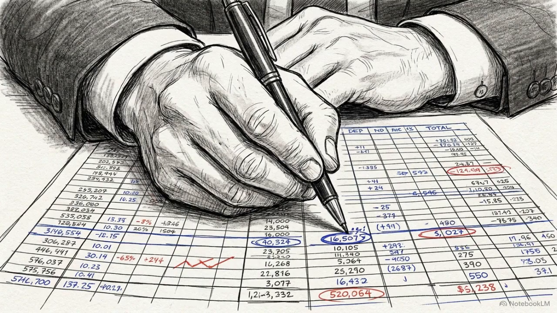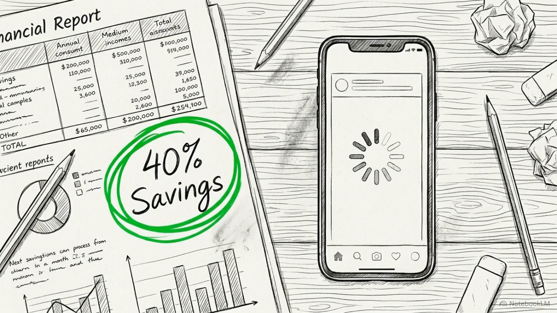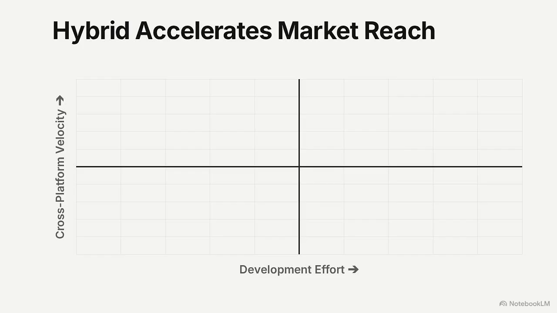But slicing your budget nearly in half raises an obvious question. Is that 40% savings a smart operational efficiency, or are you handicapping your app's user experience before it even launches? To evaluate these architectures, we look at this quadrant chart comparing development cost against cross-platform velocity.